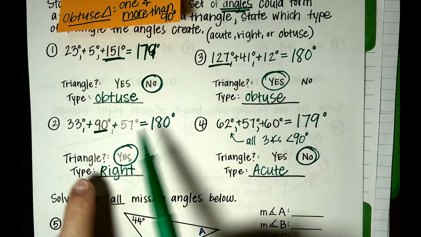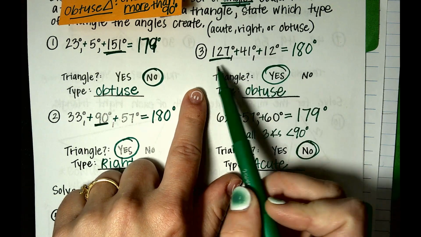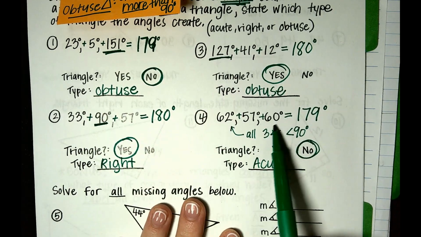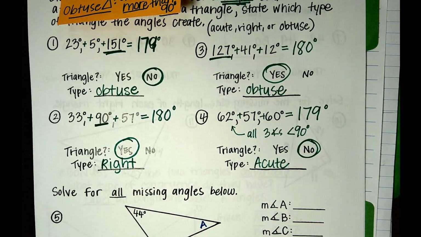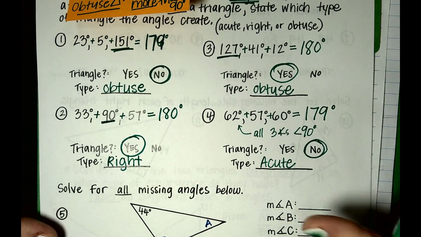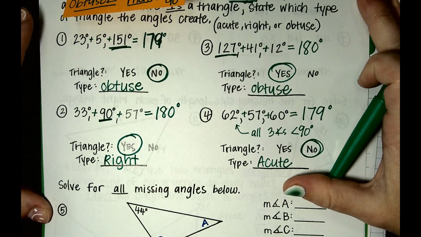My highest angle here is 90. It's right. My highest number here is 127. It's obtuse. My highest number here is 62. That's less than 90. It's acute. So that's a really good way to look at it. I never thought of it that way. Okay. Any other comments, questions about 1 through 4? Everybody got those?